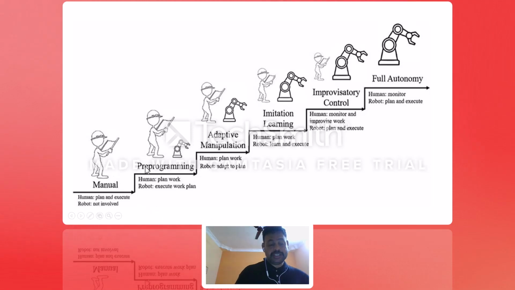Here we have to look at the progressive development of the robot. I just want to give a glance. Previously, it was manual, with no robot involved. Later on, they started pre-programming. Here, the human will plan the work and the robot will execute the plan, right? Coming to adaptive manipulation, the human plans the work and the robot adapts to the plan and does the work. In imitation learning, the human plans the work and the robot learns from the human and executes.